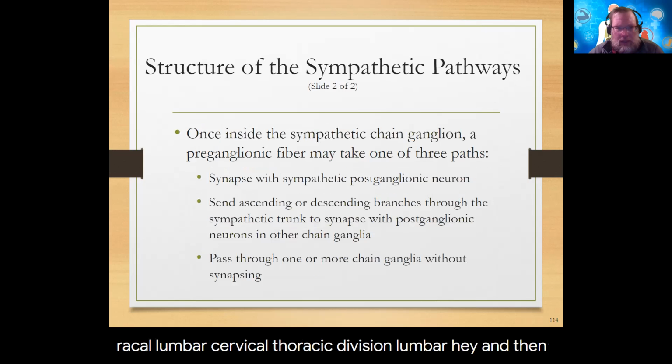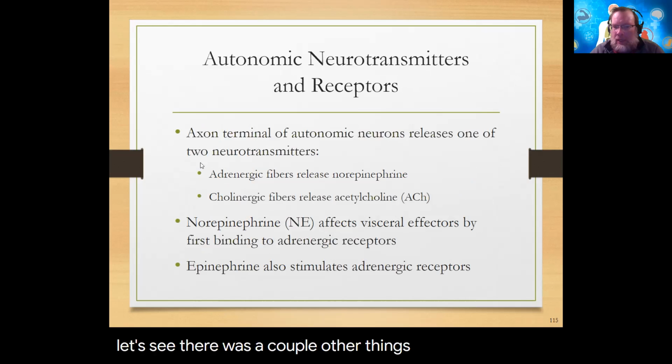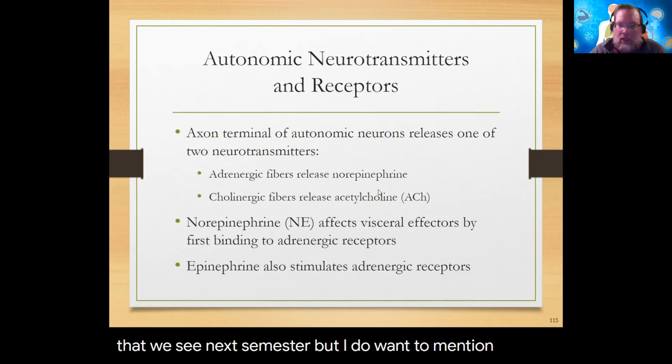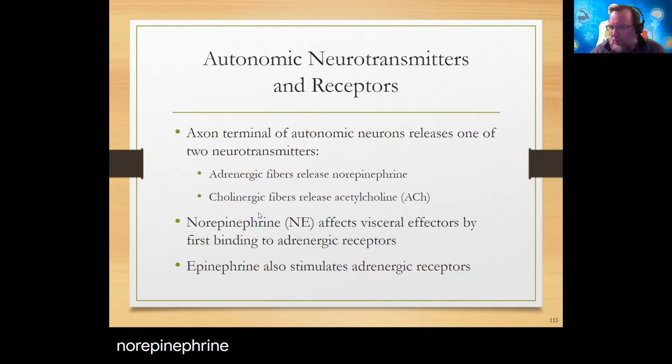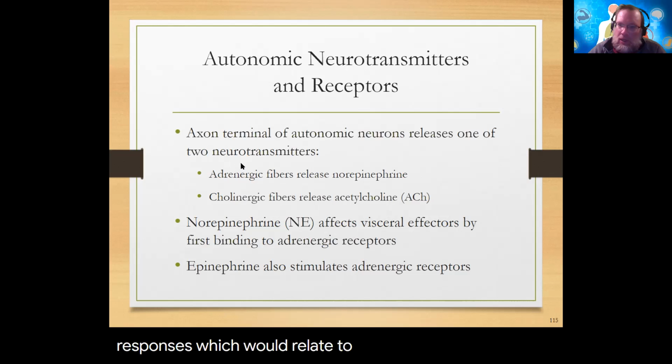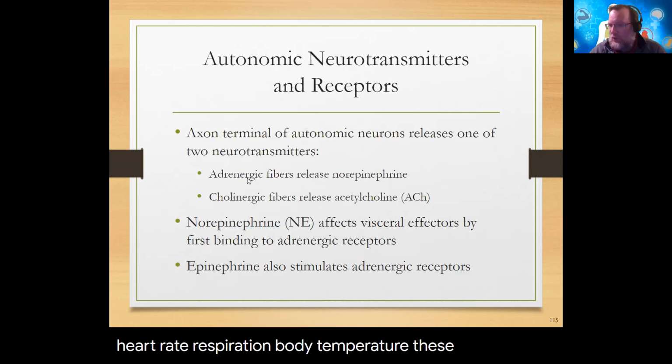Okay, and then let's see, there was a couple other things. Again, I don't want to spend too much more time on this because it does start to get into more functional aspects, more chemistry aspects that we see next semester. But I do want to mention a couple that we've heard of, like epinephrine and norepinephrine. These are more dealing with adrenergic responses, which would relate to being sympathetic. So we would say adrenergic sounds like adrenaline, which you know that adrenaline is going to boost blood pressure, heart rate, respiration, body temperature. These are adrenergic fibers.